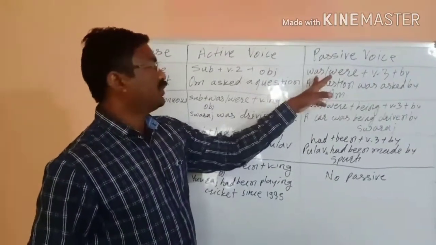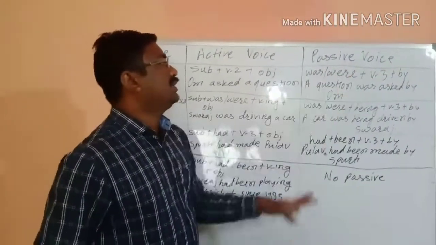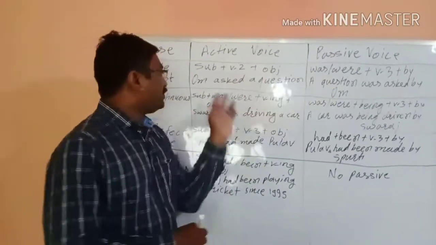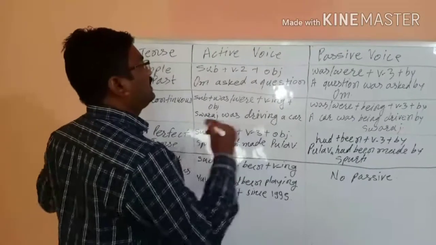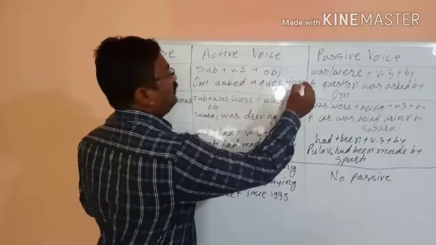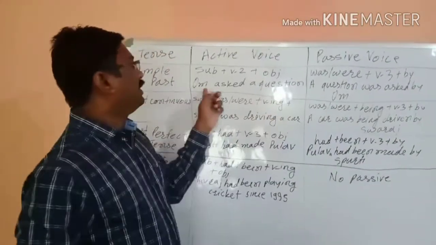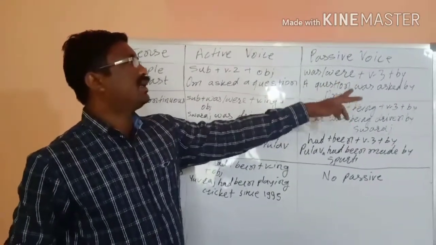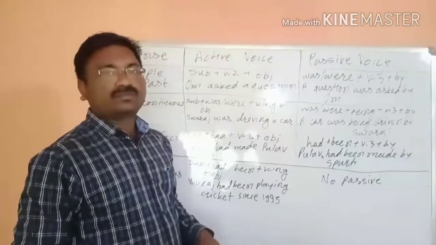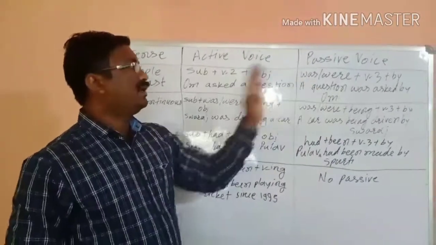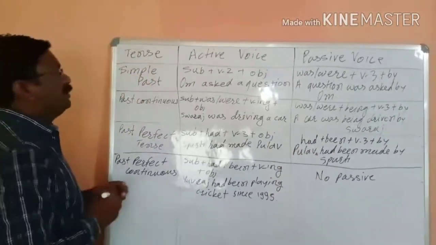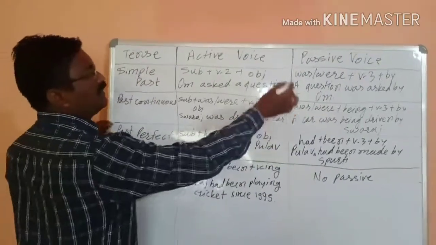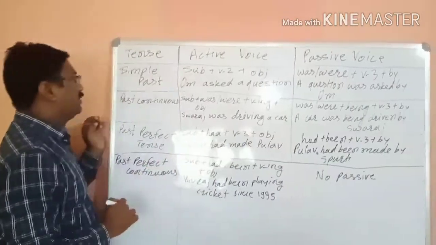In passive voice we use was, were plus V3 plus by plus here again the object. If suppose questions we are using, if questions are there, so what will come here? Instead of it will be questions were asked by Om. Depending on the number of this here subject, you have to use auxiliary verb singular or plural.